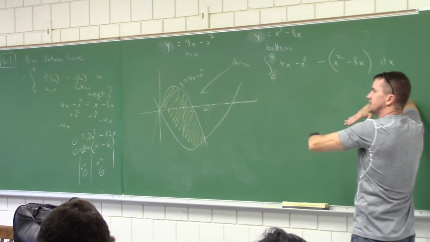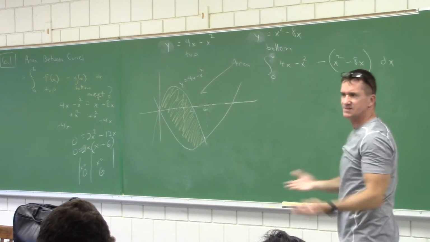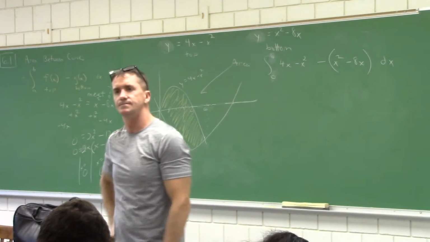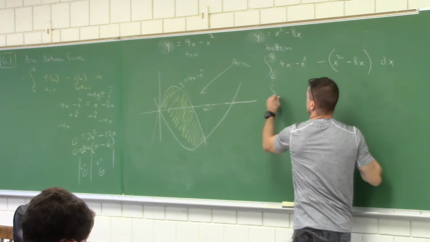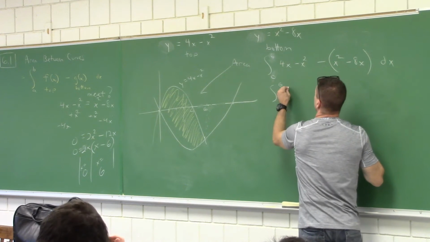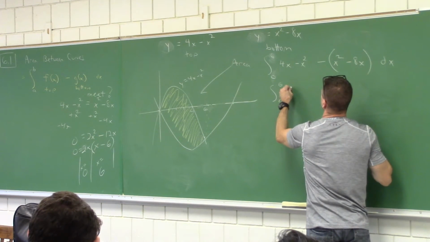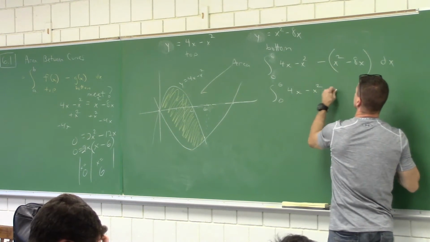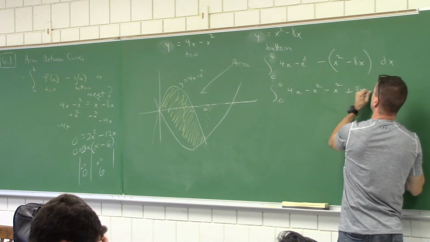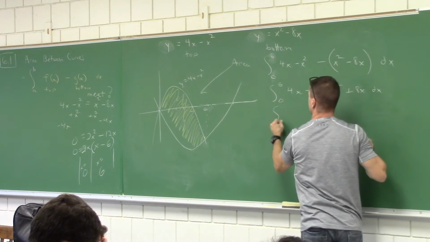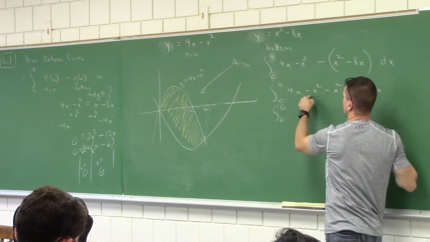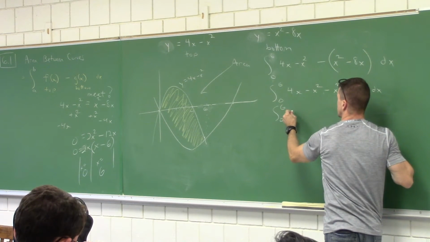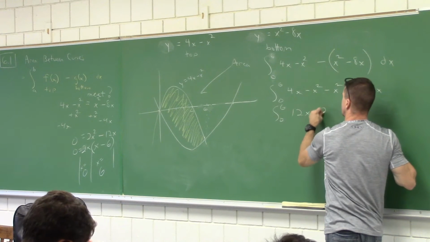Should I start doing antiderivatives or should I collect like terms? That's up to you. I'm going to collect like terms first, inside here. So let's see, what's 4x minus x squared plus 8x? What do you get? I just thought I'd collect the like terms first. You get 12x minus what? 2x squared. All right, 12x minus 2x squared.